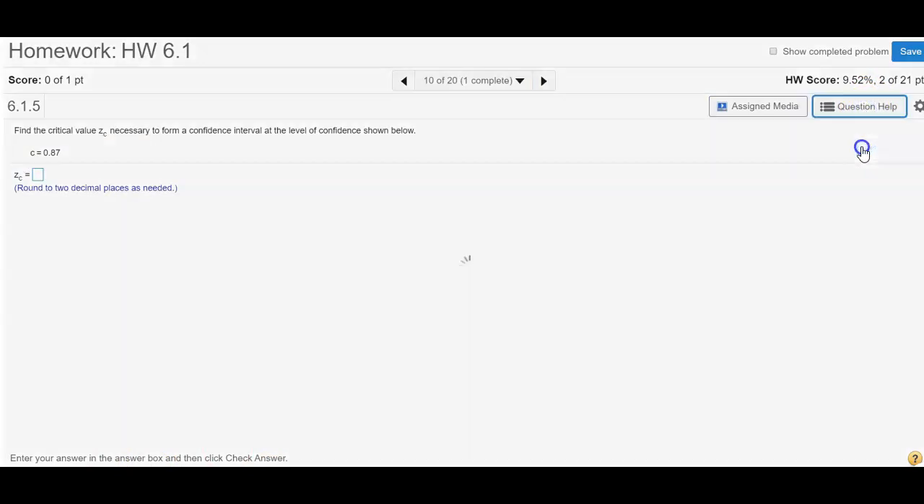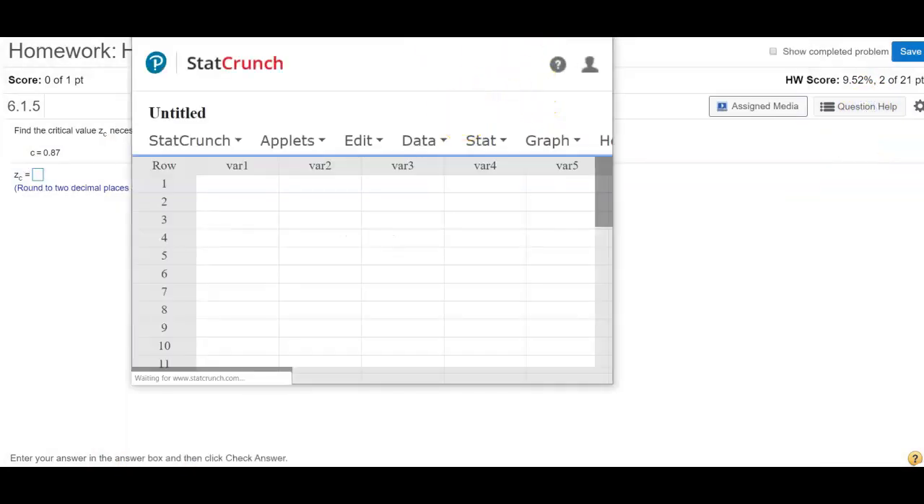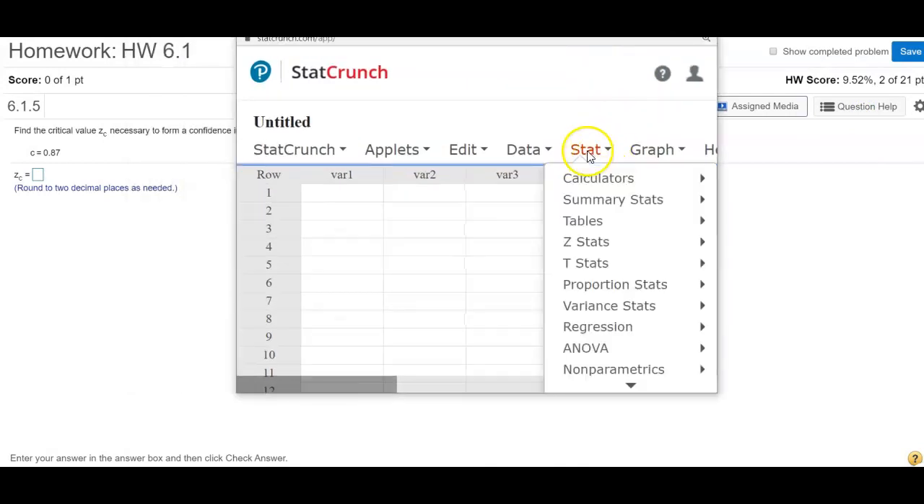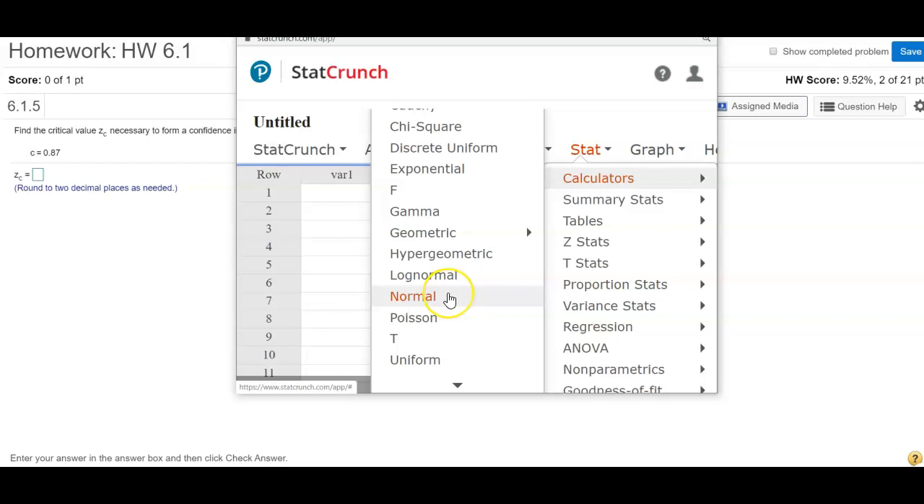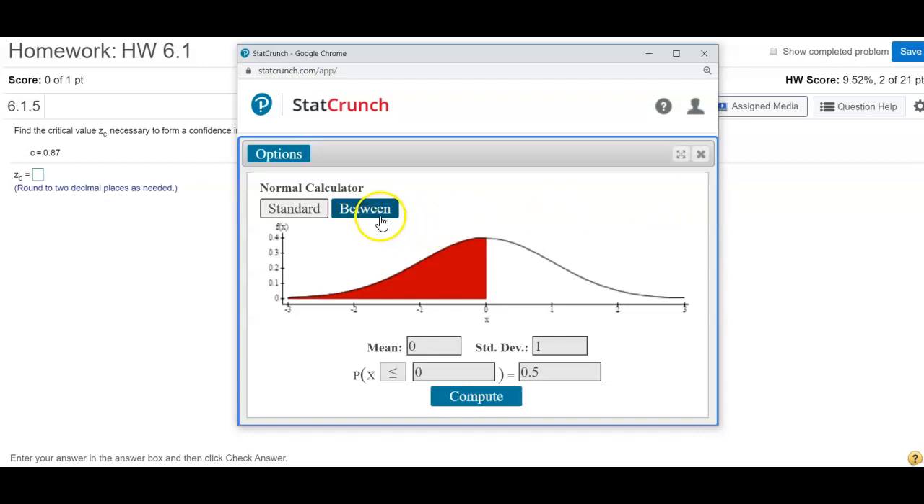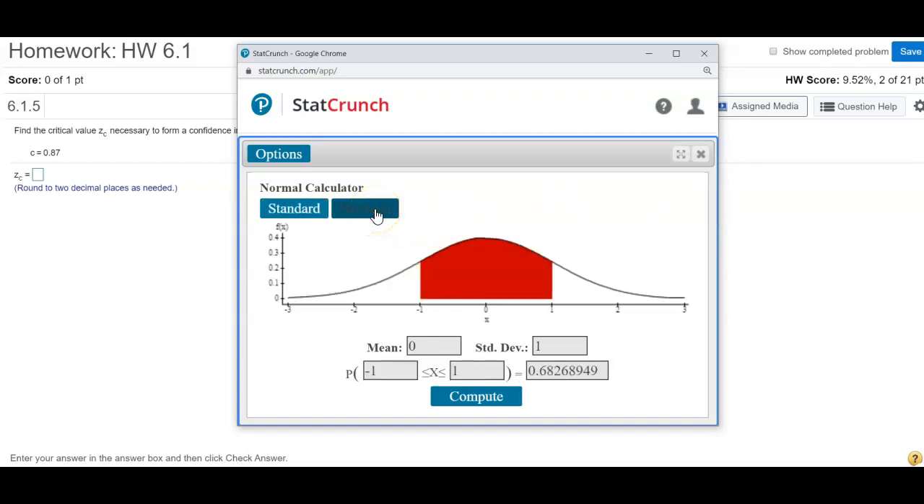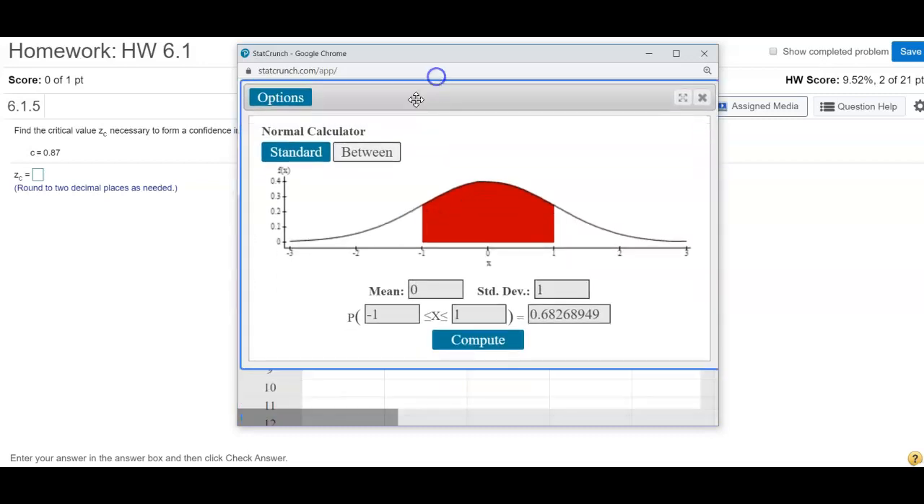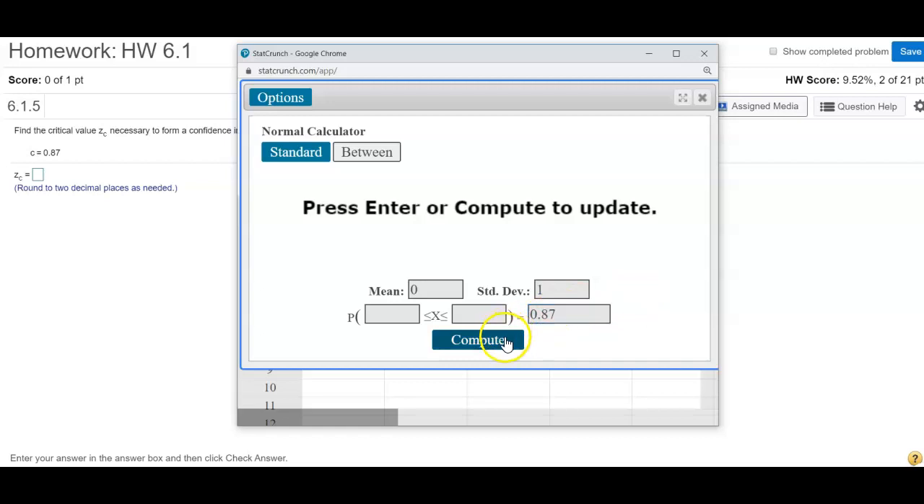Are you writing this down? Stats, Calculators, Normal. Once I have Stats, Calculators, Normal, I click on Between. Stats, Calculators, Normal, and Between. And what do I do? I simply take my 87%, which is 0.87 in decimal, and plug it in the area right here. Let me go ahead and do that. Yes, I do, 0.87, and compute.